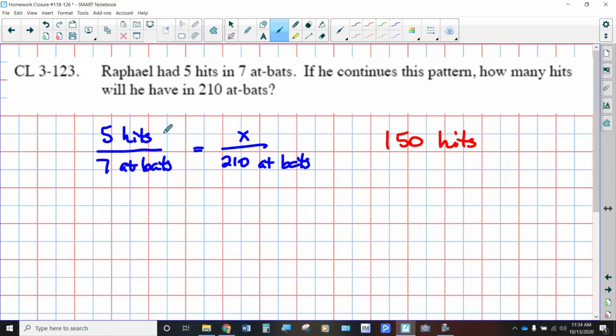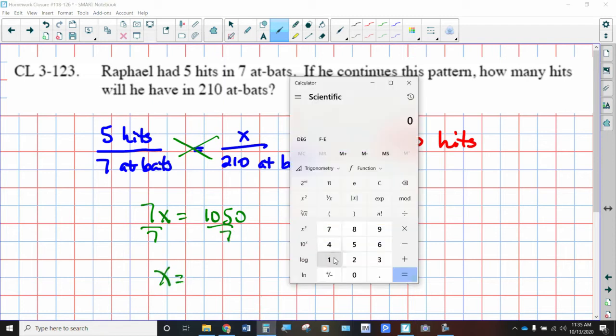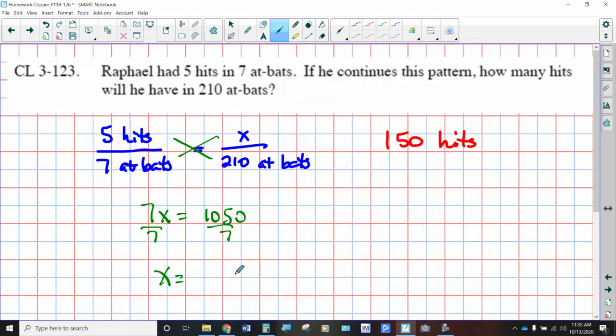Sometimes, however, the giant 1 is not really easy to figure out. So one way that always works is cross multiplying. If you cross multiply, you end up with 7x is equal to 5 times 210. That would be 1050. And now you solve this one-step equation by dividing by 7, and I guarantee you 1050 divided by 7 is going to give you 150. And there it is.